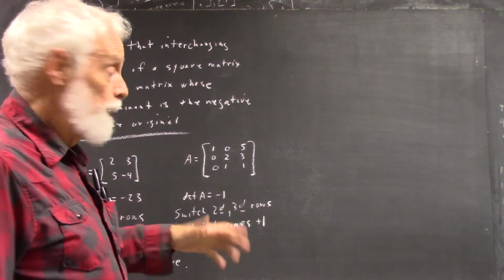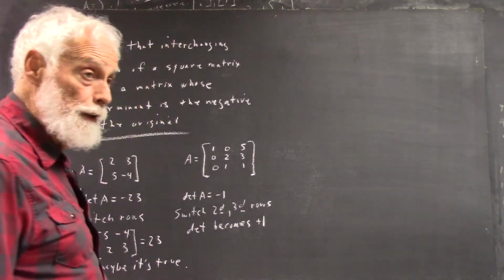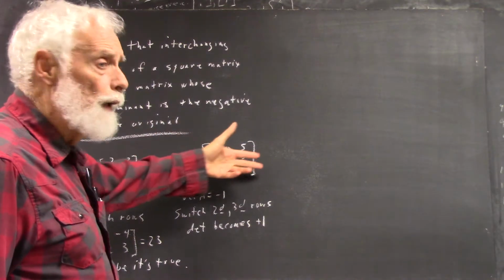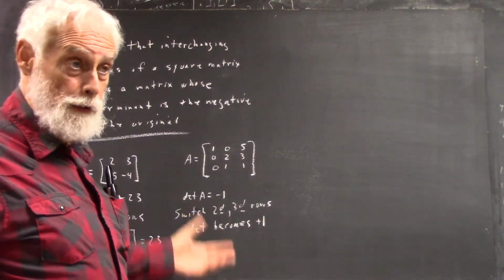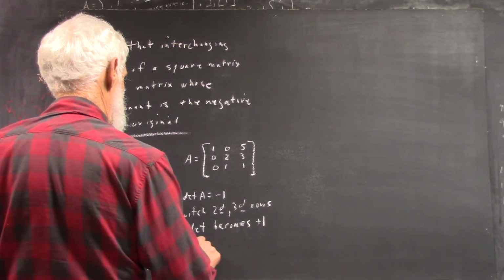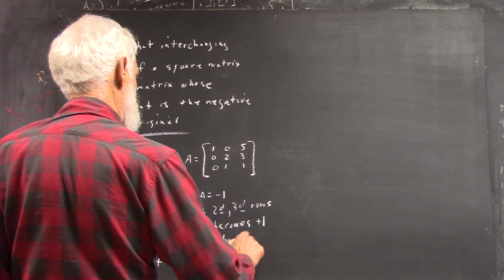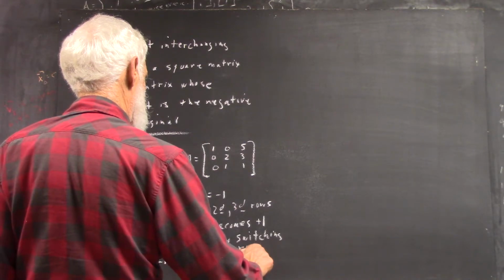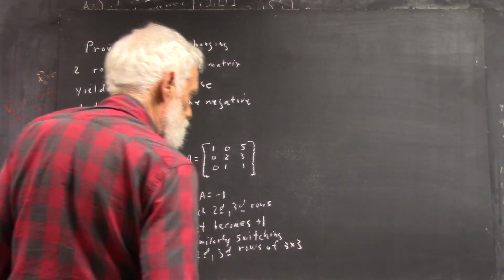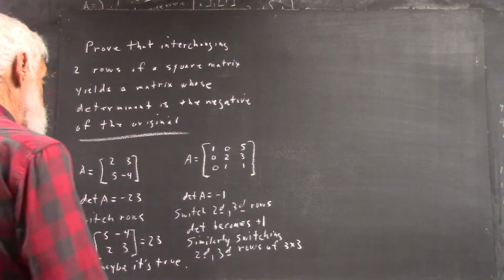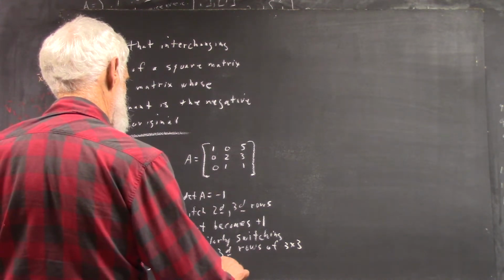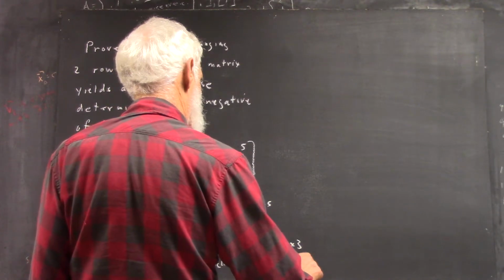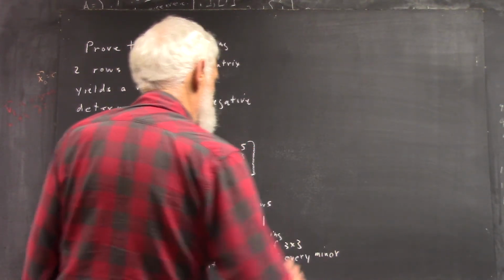Okay? Now you could write it out, and you could write out a matrix with more stuff in it, but this actually gives you some idea. So if I switch the last two rows, that switches the rows of all the minors, which switches the sign of every cofactor. Okay? Switching the second and third rows of a 3x3 matrix switches the rows of every minor.